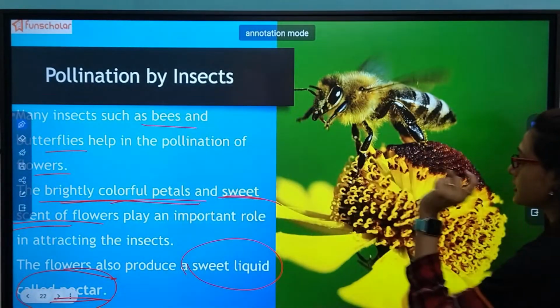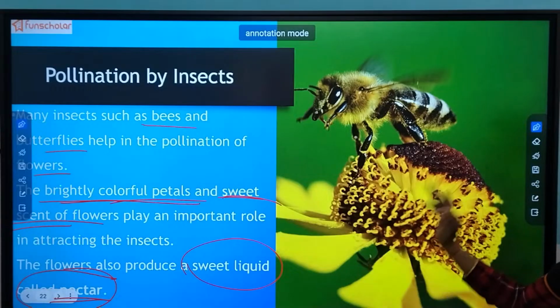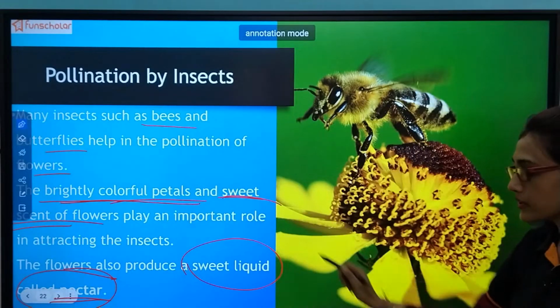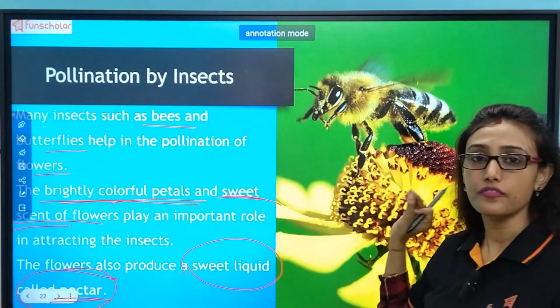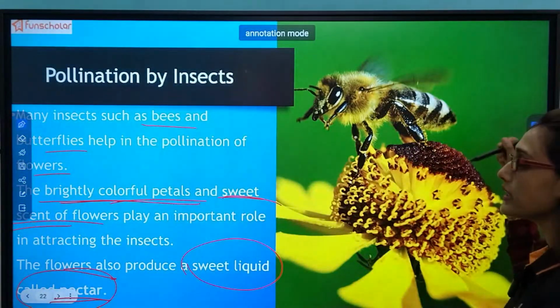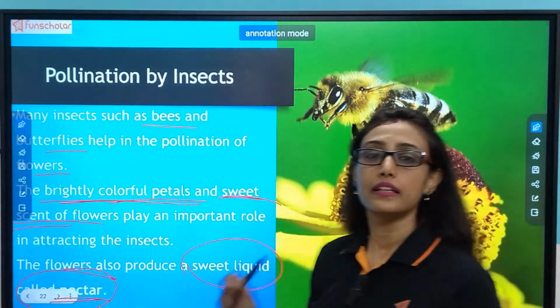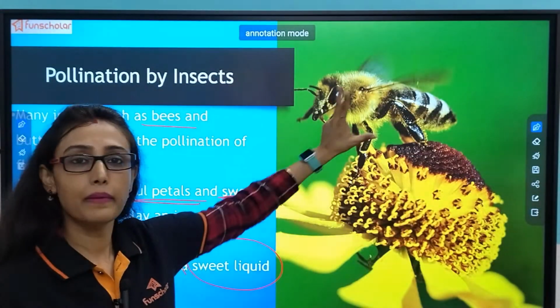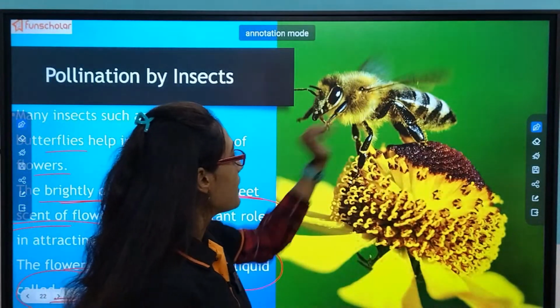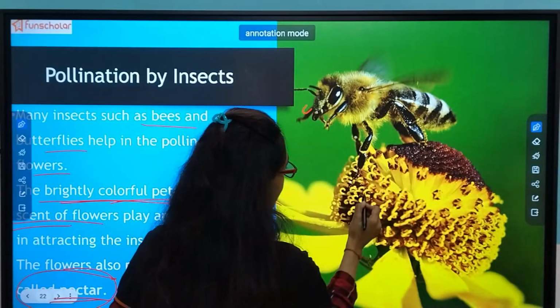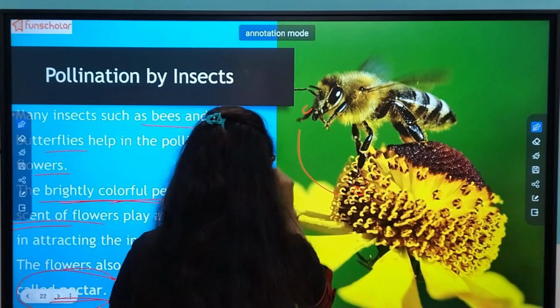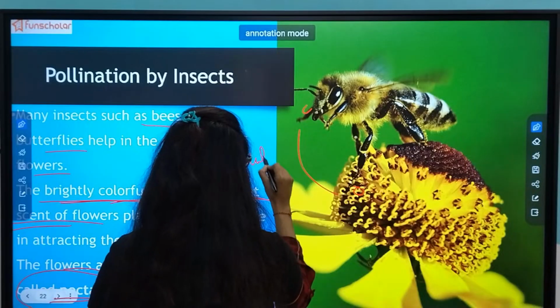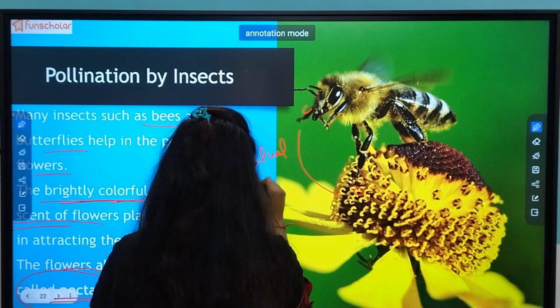I have already told you. Why do they come? Just for the color? No, because of the sweet fragrance, and they are filled with a sweet liquid known as nectar. So this is a mutual benefit between the insect and the flower. They are in a mutual relationship.